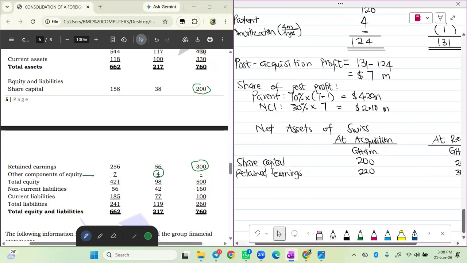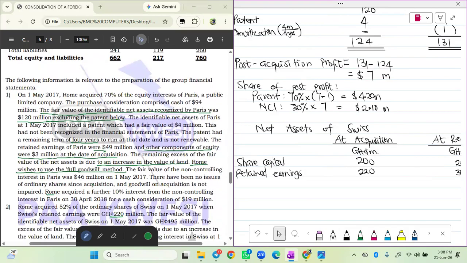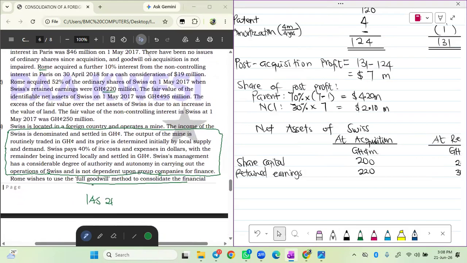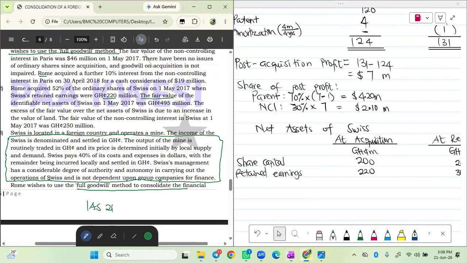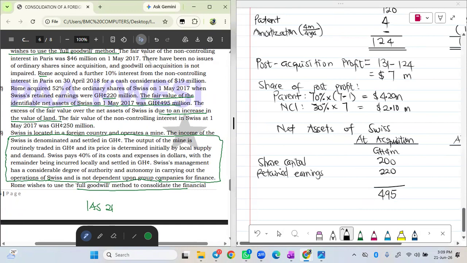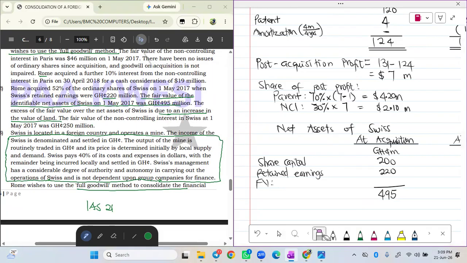Now, this one too, they give us the fair value of identifiable net asset as at 1st May. They said that the fair value of the identifiable net asset of Swiss on 1st May was 495 million. So if we add these two, it's supposed to give us 495. If there is a difference, that one is also due to an increase in the value of land. And whenever you get a fair value gain on land, there will be no depreciation because we don't depreciate land. But don't say that it will always be land.